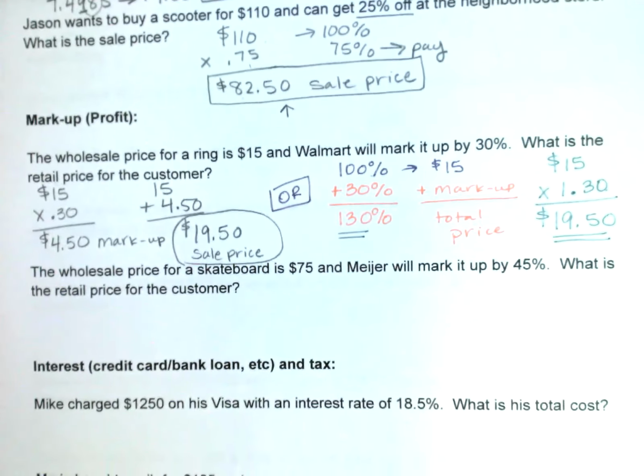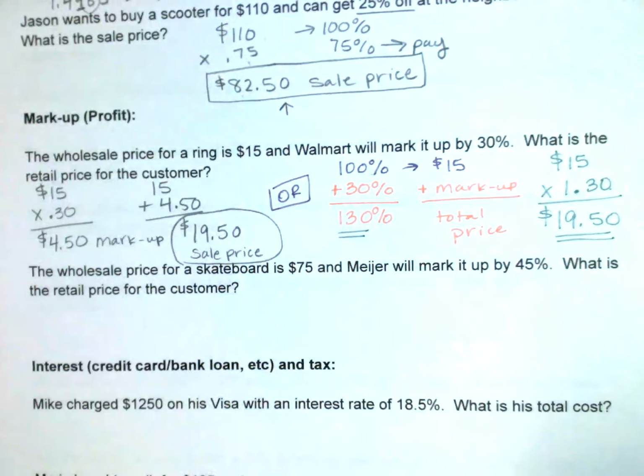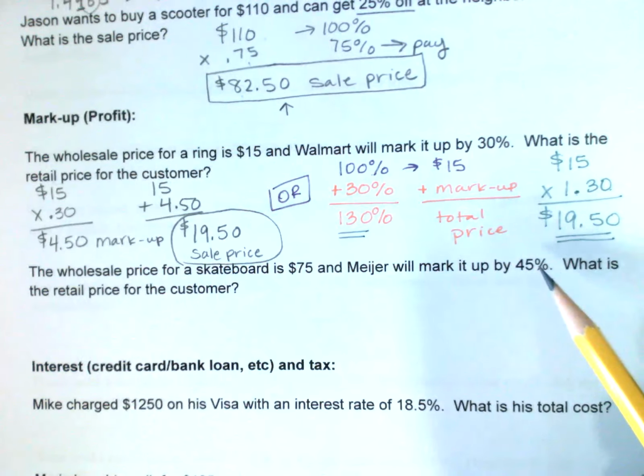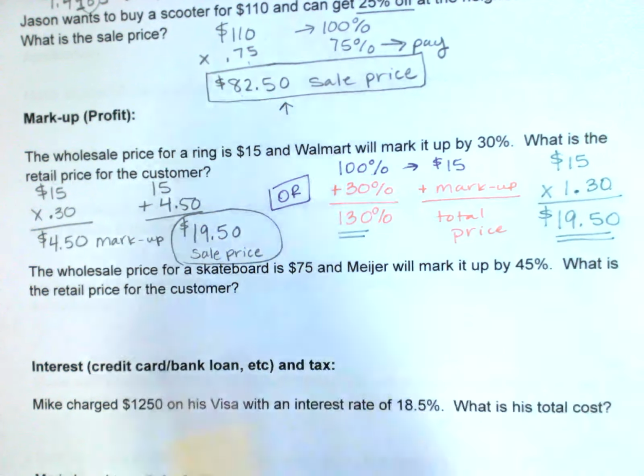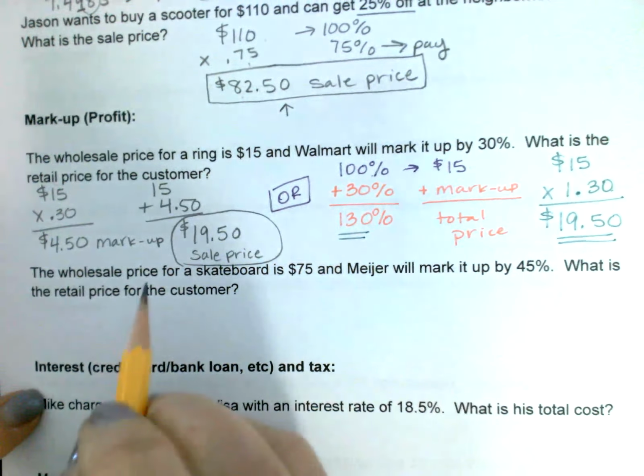Okay, let's try another one. The wholesale price of a skateboard is $75. That means that's how much Meijer paid. They will mark it up 45%. What is the retail price for the customer?